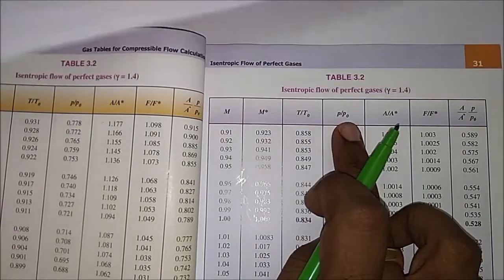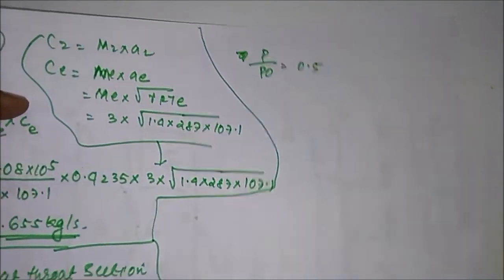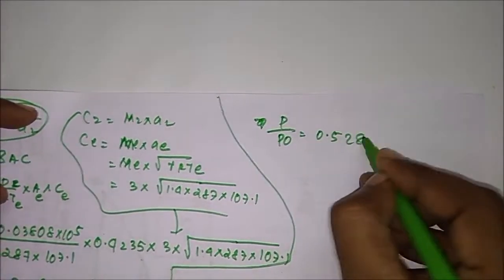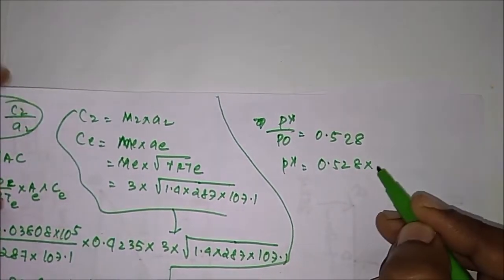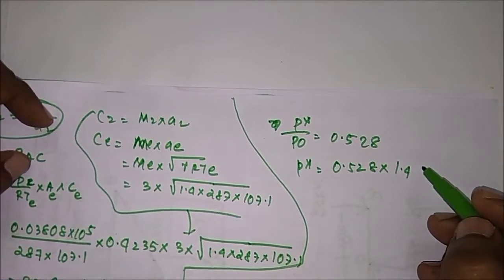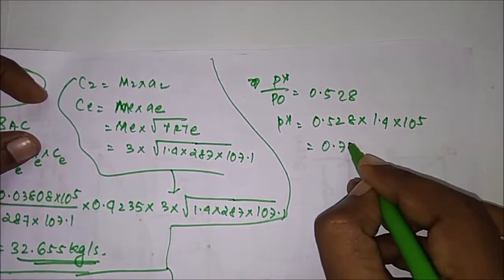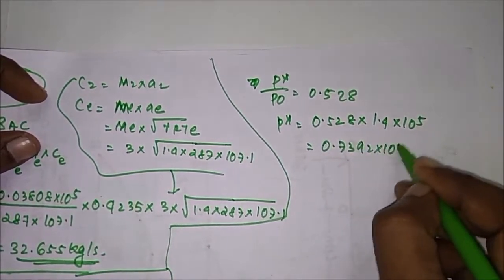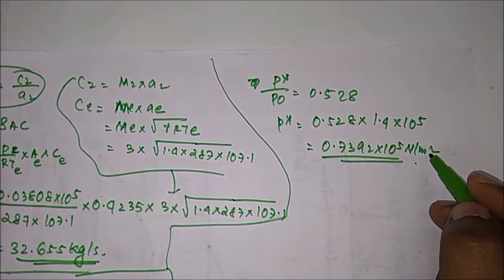Similarly, next one, P by P0, that is equal to P star divided by P0, 0.528. Therefore, P star is equal to 0.528 into P0. P0, the value of stagnation pressure, is also given, 1.4 into 10 raised to 5. That is, P star is equal to 0.7392 into 10 raised to 5 Newton per meter square. Okay, that is the pressure and temperature at the throat section.